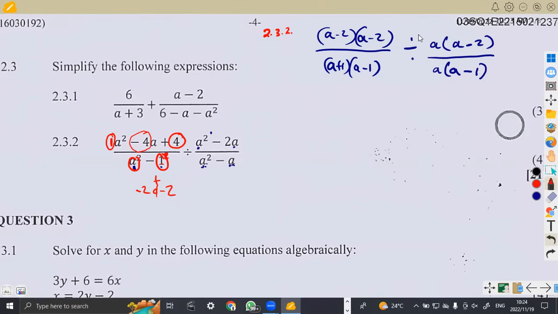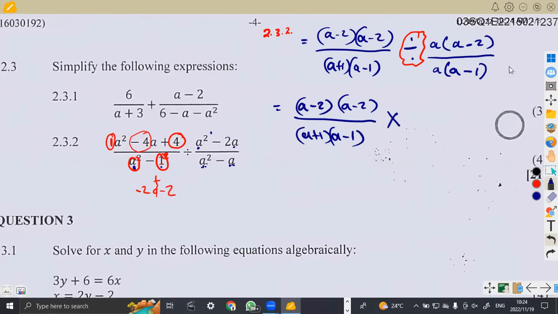Then the introduction of the multiplication sign. Since we are dividing, I told you guys, you have to introduce the multiplication sign. But the moment you do that, don't forget to interchange the fraction, which is the second fraction. So we've got a plus 1 over a minus 1, multiplied by, then we interchange this, so we are going to have a into a minus 1 over a into a minus 2.